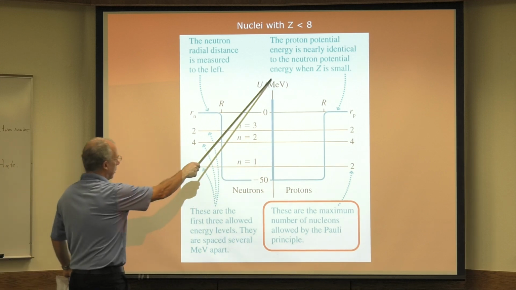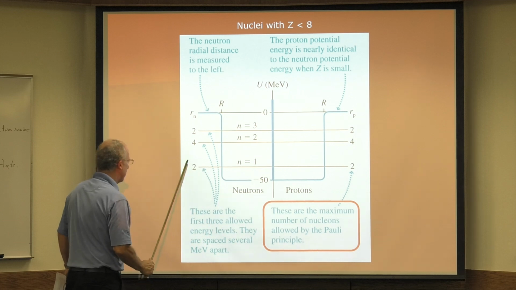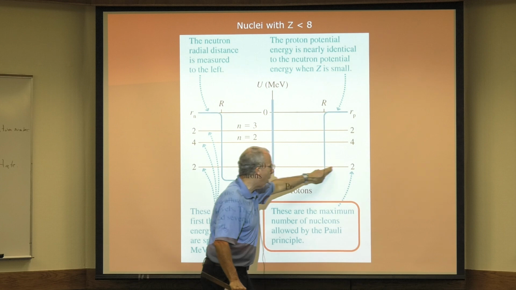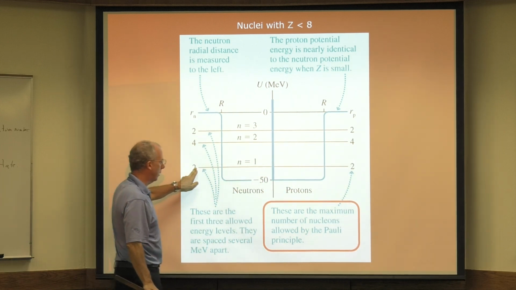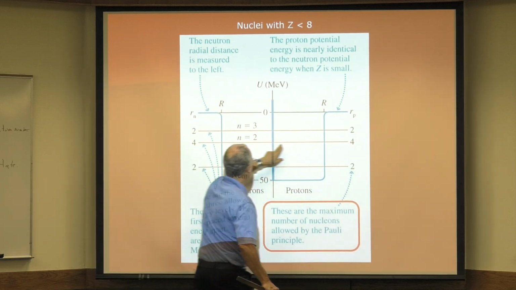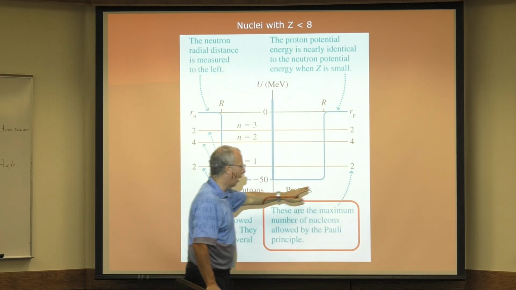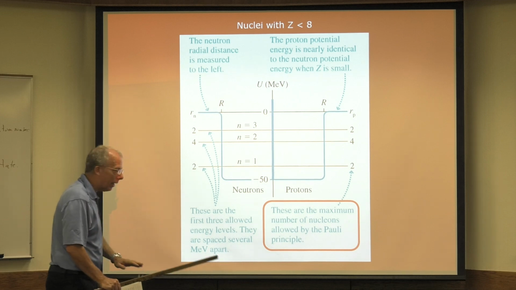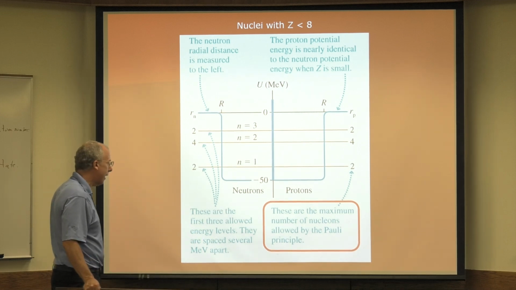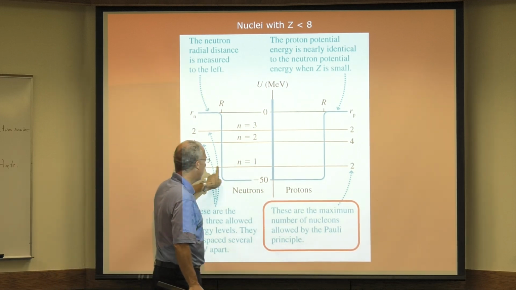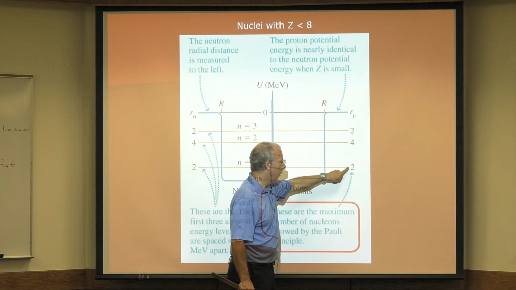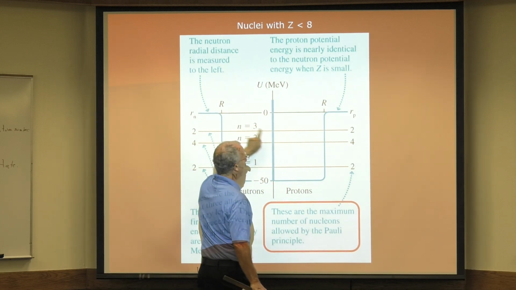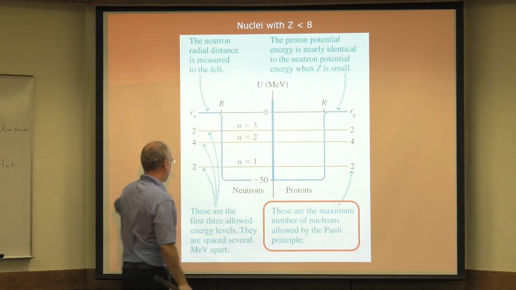So this is that potential energy in MeV. These are like the quantum states. And this is the number of nucleons allowed in each quantum state. You don't have to understand it, just take it. So in the n equals 1 state, you can only have 2 nucleons. N equals 2 state, you can have 4. N equals 3, you can have 2, and so forth and so on.